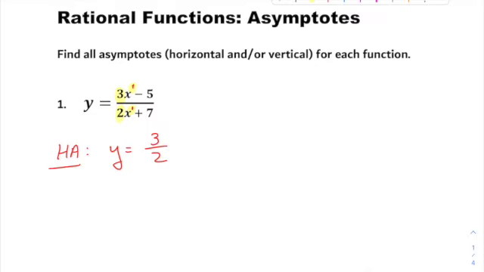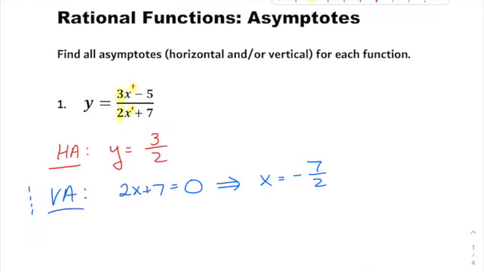For vertical asymptotes, those are all about x values where the graph does not exist, right? It's that imaginary vertical wall that the graph does not touch. So you have to only think about, what makes a fraction undefined? And that would be when the denominator is 0. So grab that denominator, 2x plus 7, set it equal to 0, and solve. Subtract 7, divide by 2, x equals negative 7/2. There's your vertical asymptote, there's your horizontal asymptote.